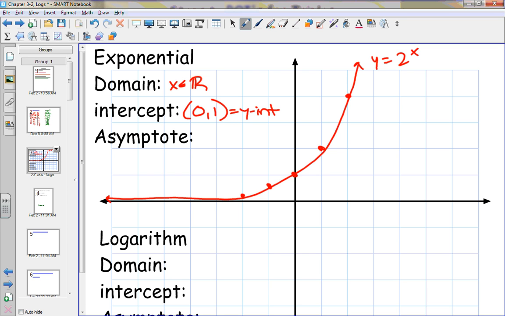y equals 0. Y equals 0 is what type of an asymptote? It's a horizontal asymptote. We understand that. Okay? Well, now let's go and graph the other function. The other function was our logarithmic function.